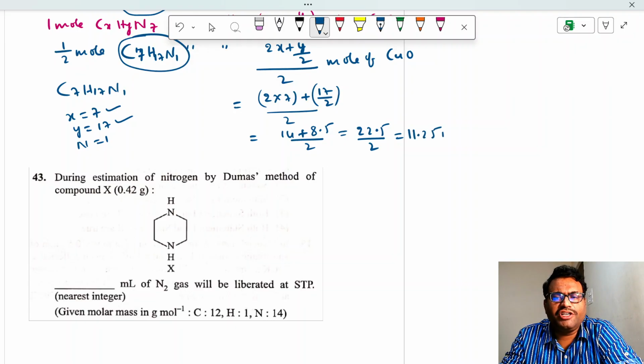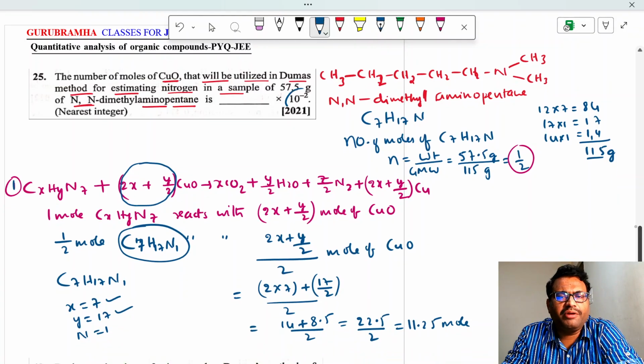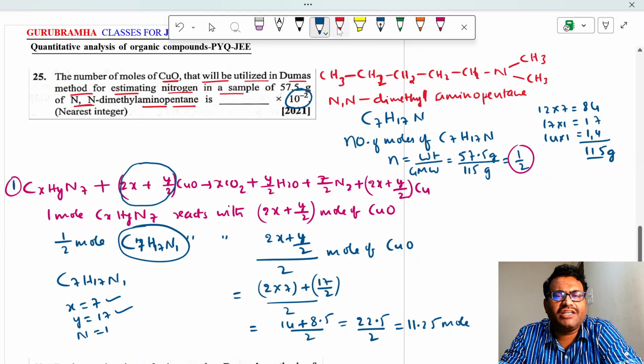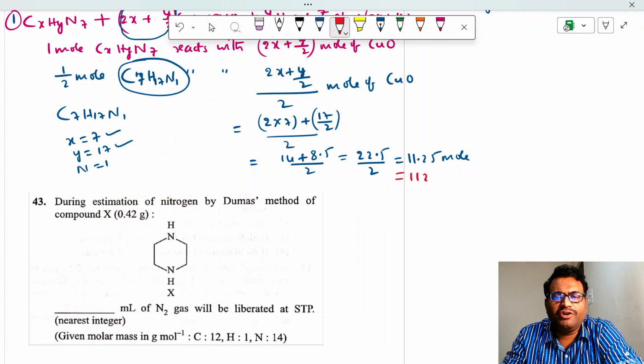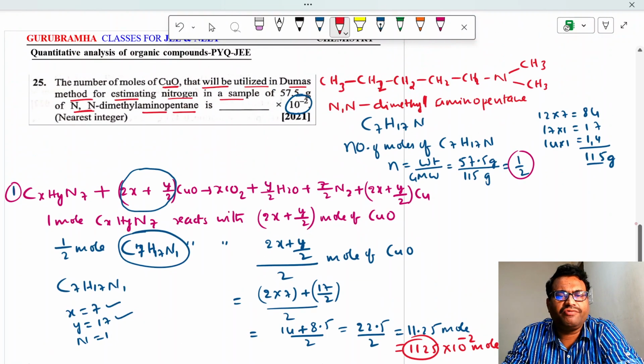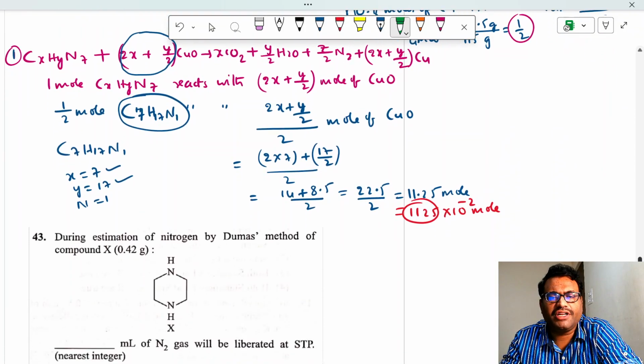Okay, but the question asked is in terms of 10 power minus 2. In terms of what he has asked, into 10 power minus 2, I can write this as 1125 into 10 power minus 2 mole. So what will be the answer? 1125. Right? Understood? Next, let us see the next.